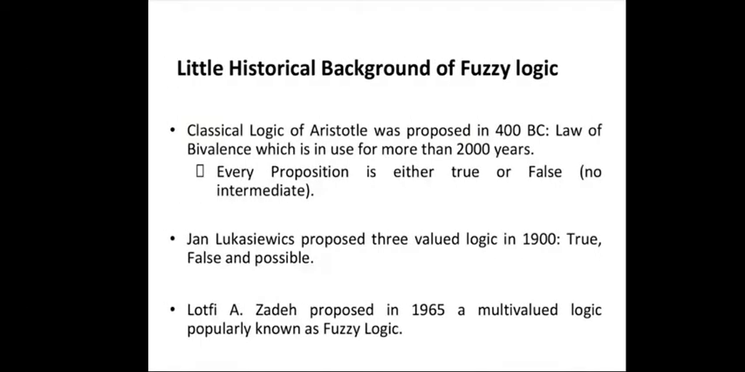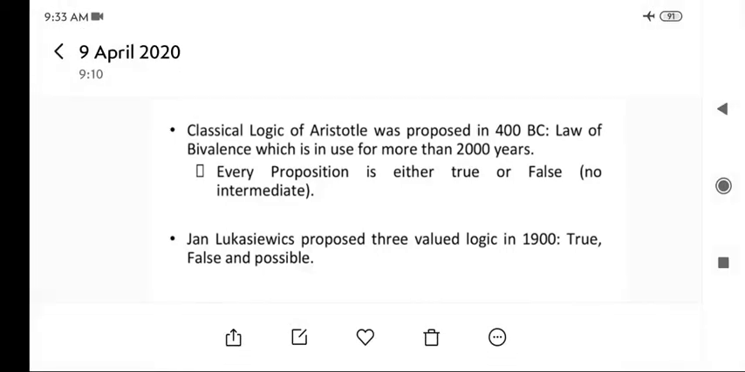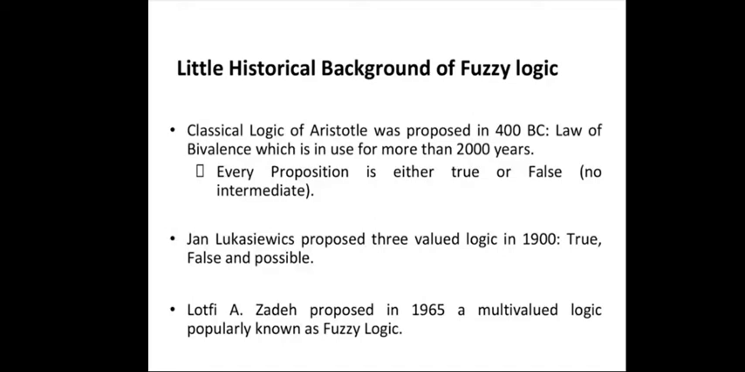Let me go through the historical background of fuzzy logic. The classical logic was proposed by Aristotle in 400 BC. So it is very clear that bivalent logic, or Boolean logic, was developed by Aristotle in 400 BC. The law of bivalence has been used for more than 2000 years. It means every proposition is either false or true. True is hard and false is also hard, meaning 100% true or 100% false.